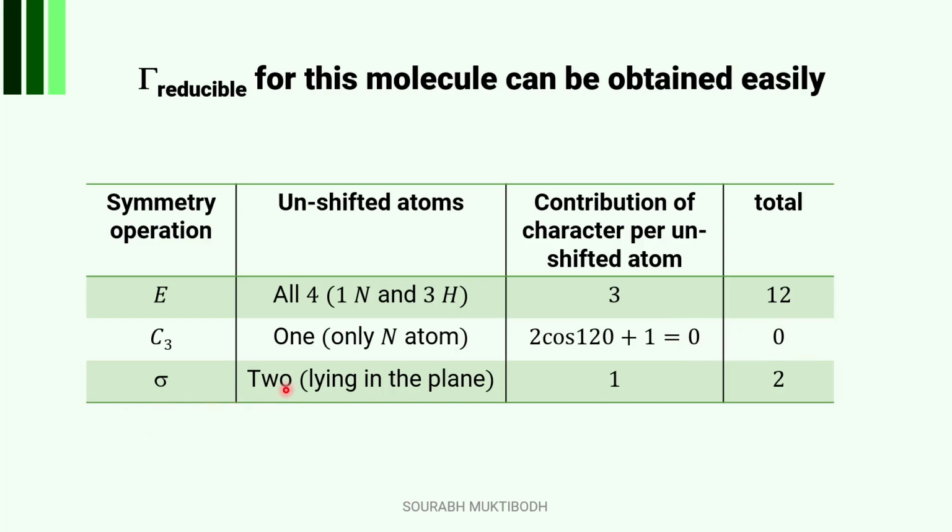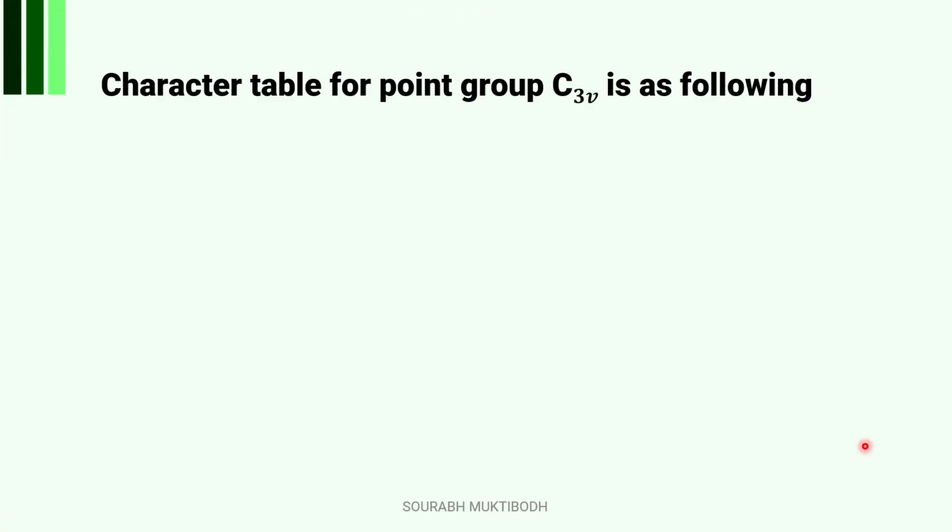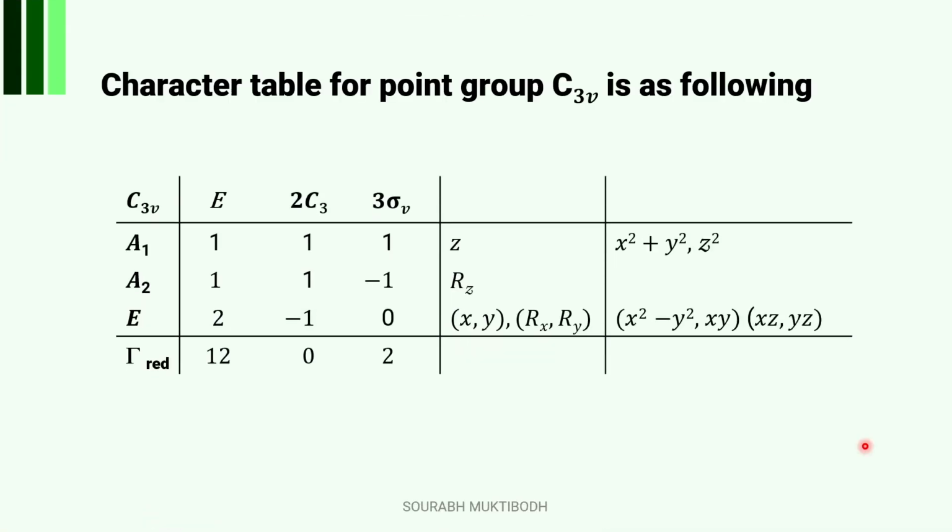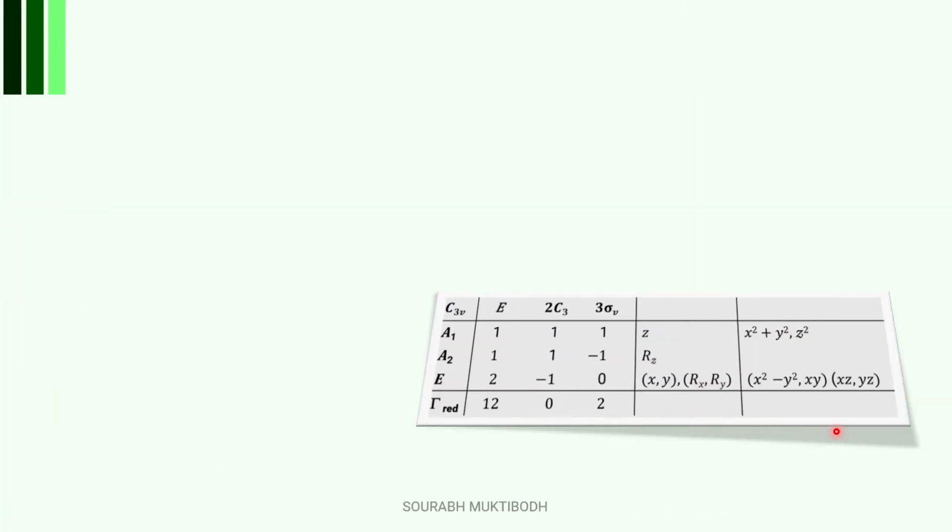And if you're talking about the vertical plane, each time nitrogen and one hydrogen would be in the plane, reflecting the rest of the hydrogens. So the contribution of character per unshifted atom is 1, and there are 2 such atoms. So the total contribution is 12, 0, 2. Once we have this, we can further see the character table, and 12, 0, 2 can be decomposed into its irreducible components by using the standard reduction formula.